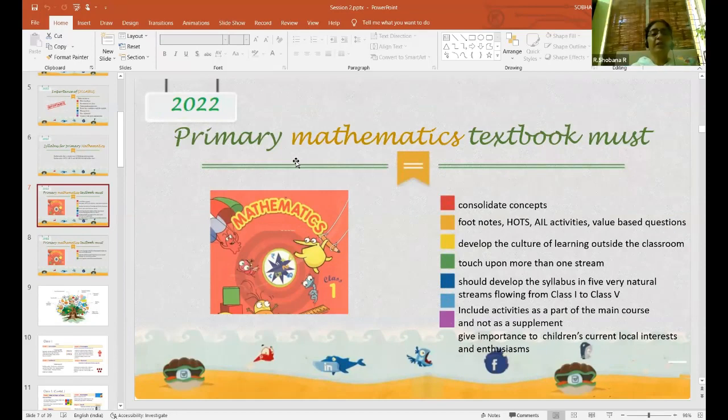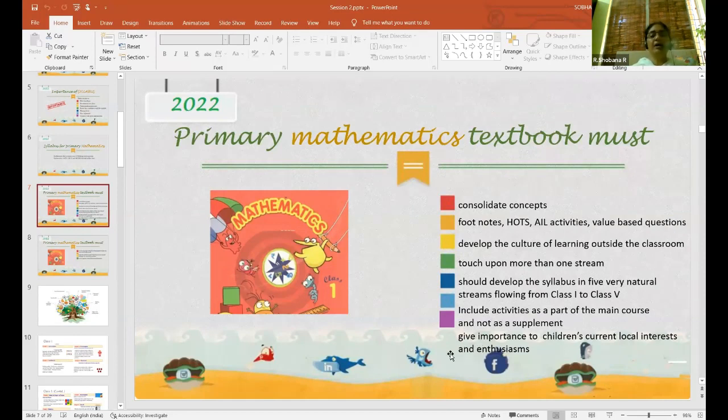Next, the textbook must include activities as part of the main course and not as a supplement. So we all see in some textbooks that activities are pushed to the back, which neither the teacher sees nor the child even gives a reading. So the activities and learning by doing is very important when it comes to mathematics, and it must always be included as a part of the main course of the textbook and not as a supplement where teachers and students consider it optional to do all those activities, because they are very, very important.